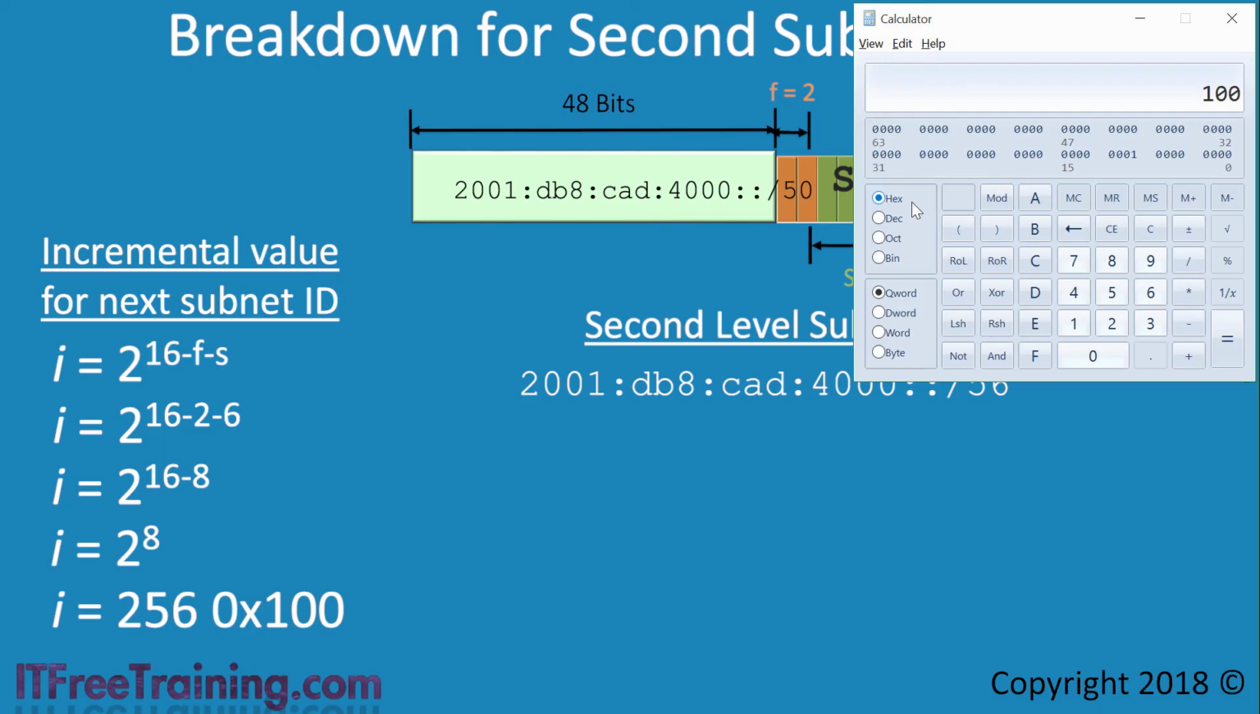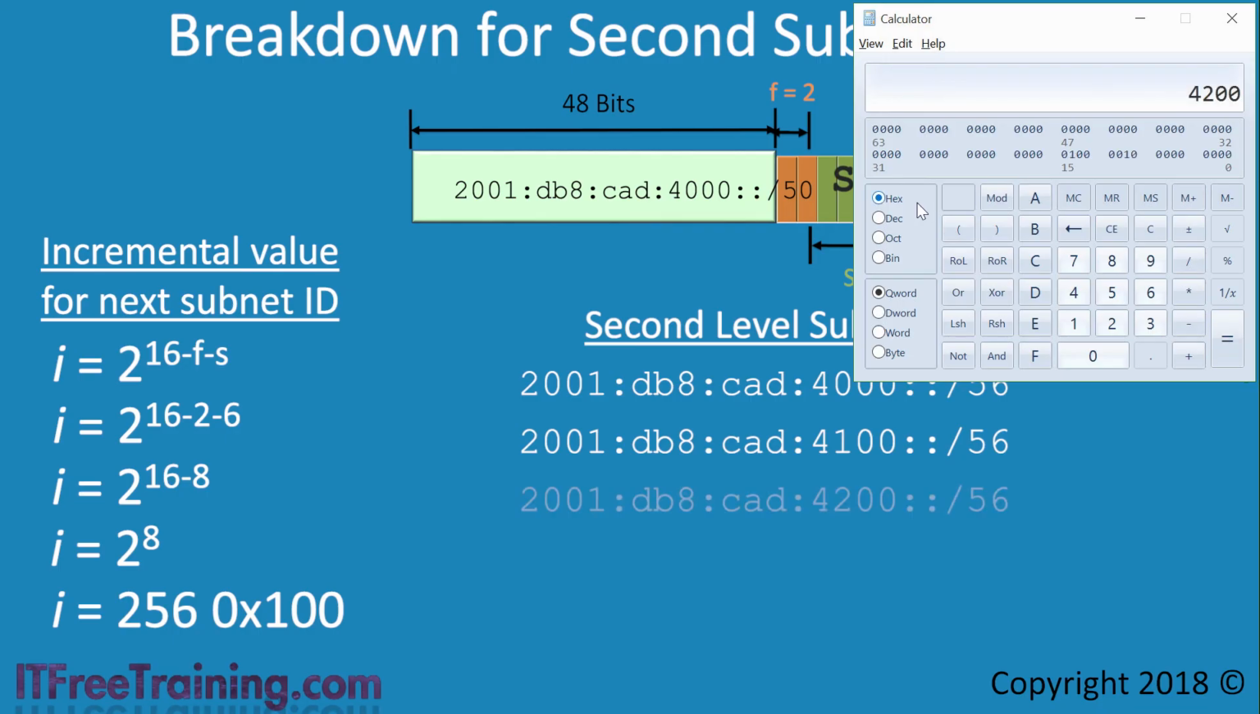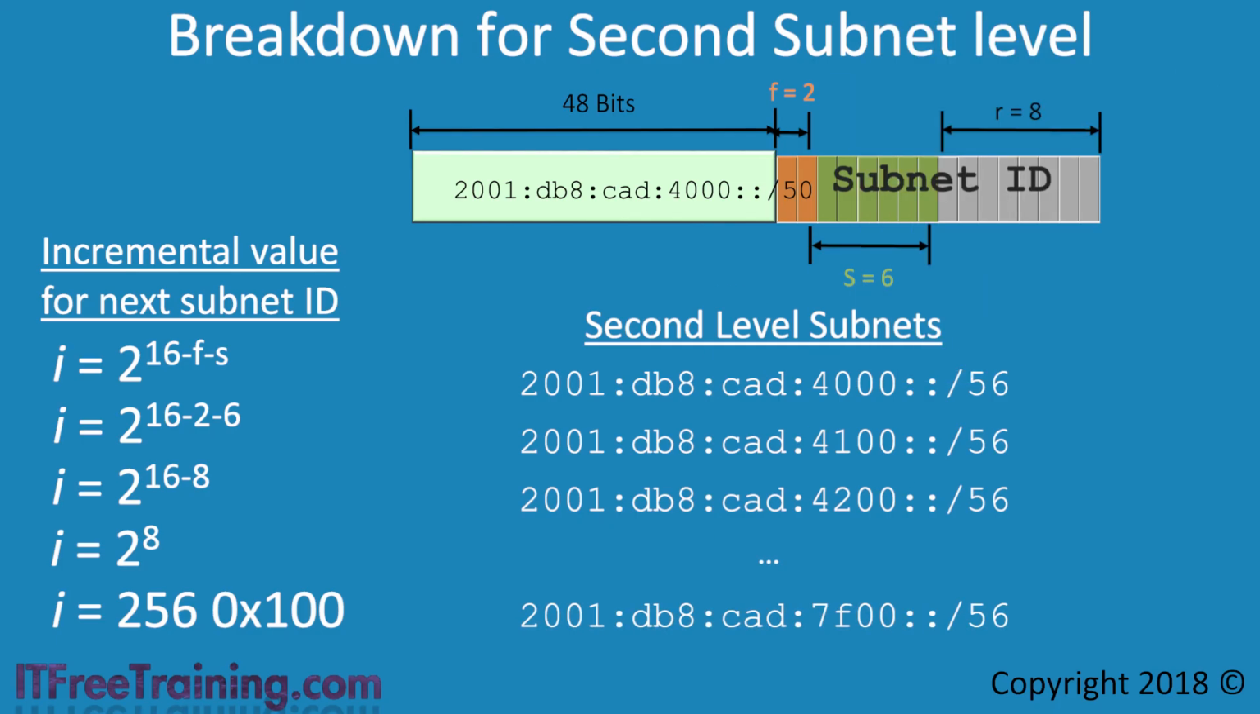To work out the next subnet, I will add the value 100 in hexadecimal to the first address, giving a value of 4100 in hexadecimal. To work out the next subnet, simply add 100 in hexadecimal, giving the value of 4200 in hexadecimal. The process is the same to work out the other 64 addresses. In this case, I will skip a few addresses and go to the last address. Now that the address breakdown is complete, these addresses can be allocated to networks and broken down further if required.